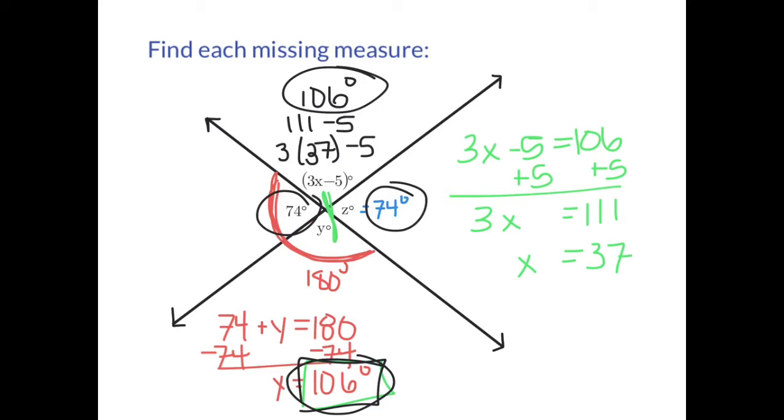So two relationships that I used here, vertical angles. Actually, I used vertical angles twice, but in the middle there, we actually had to use the fact that we have supplementary angles, the linear pair, to add to equal 180 degrees.